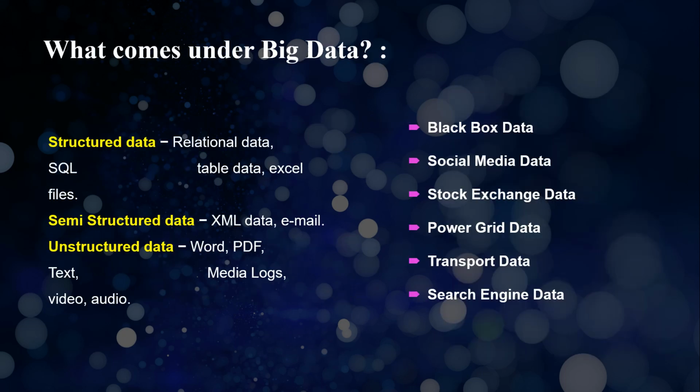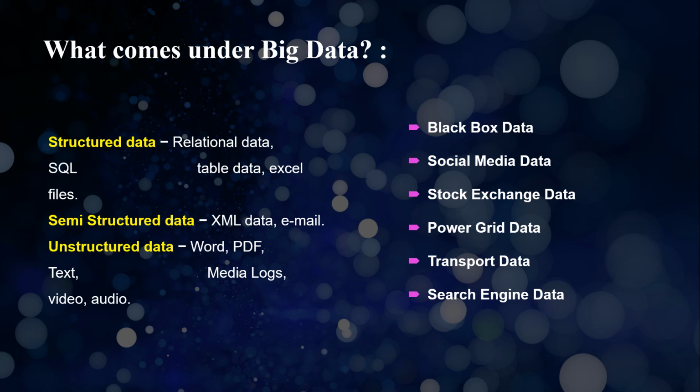What comes under big data? Big data comprises all types of data: structured data, semi-structured data, and unstructured data. Structured data like relational data, SQL table data. Semi-structured data is the data of email. Unstructured data: Word, PDF, text, audio file, video file, and media logs. It also involves the data produced by different devices and applications.